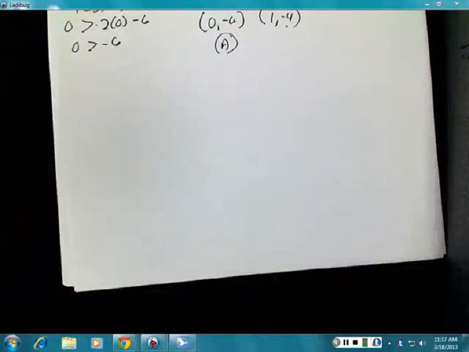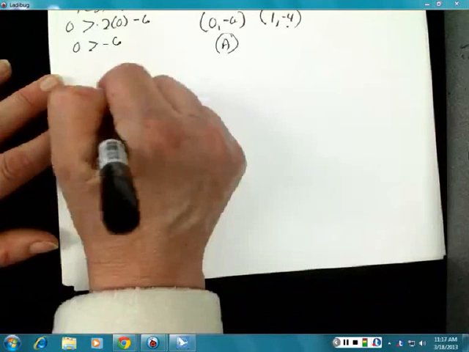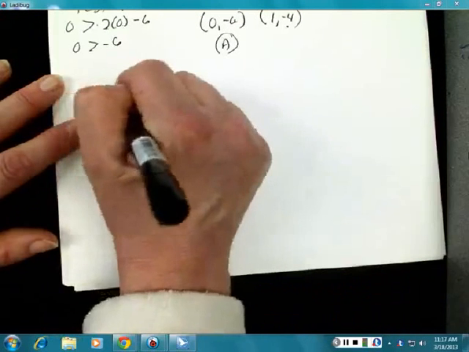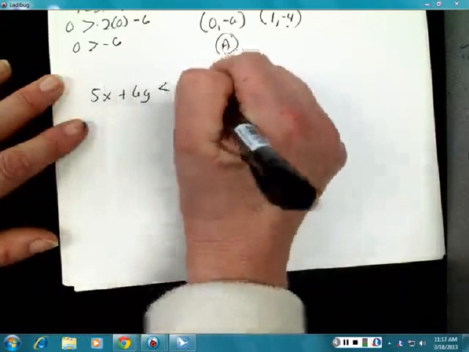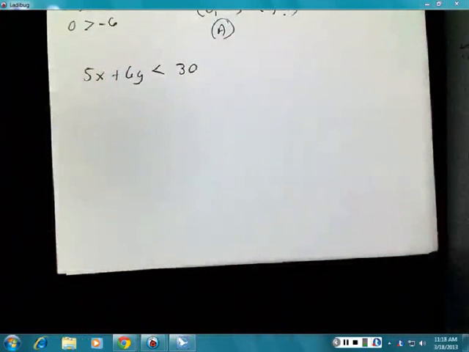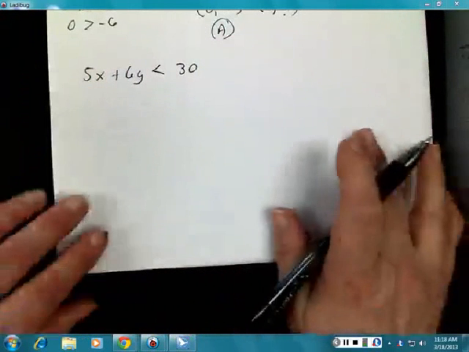That's in standard form? Sure. If it's in standard form, meaning that I don't have y all by itself. Oh, here's one. I have 5x plus 6y is less than 30.